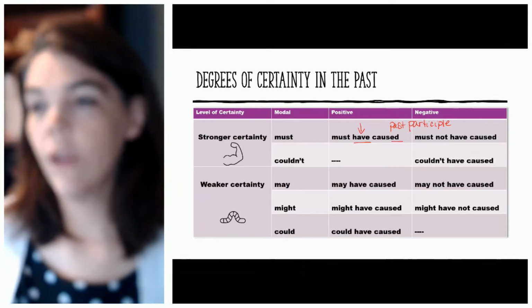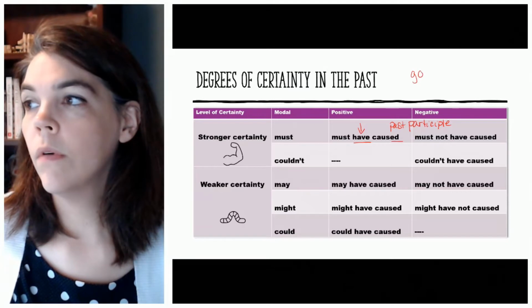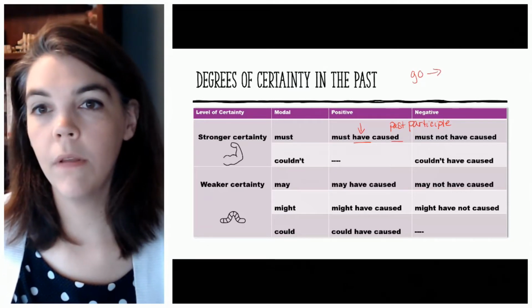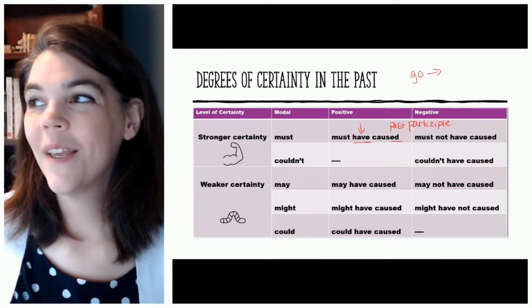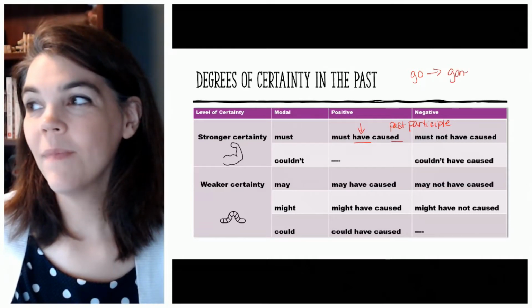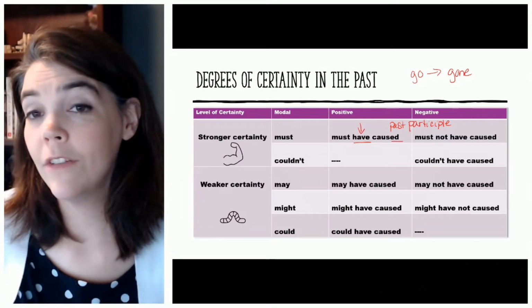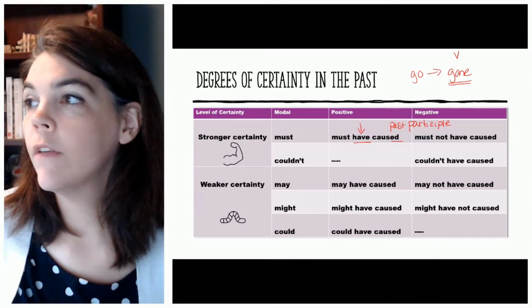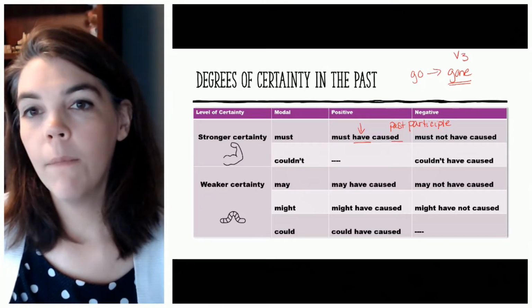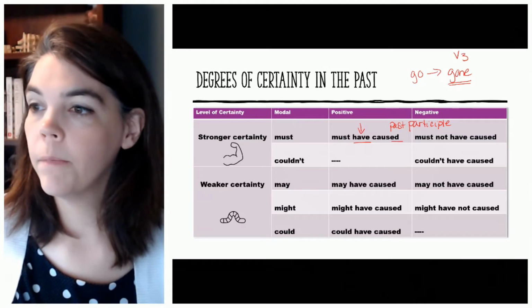So just as a refresher, if I gave you the word go, what's the past participle of that? Goed? No, it's gone. But did you say went? That's not a past participle. That's just a regular past tense. So some people call this V3, the third form of the verb. That's what we're talking about here.